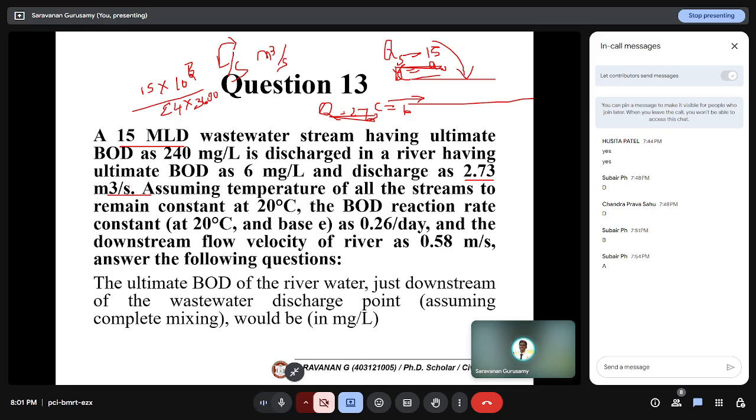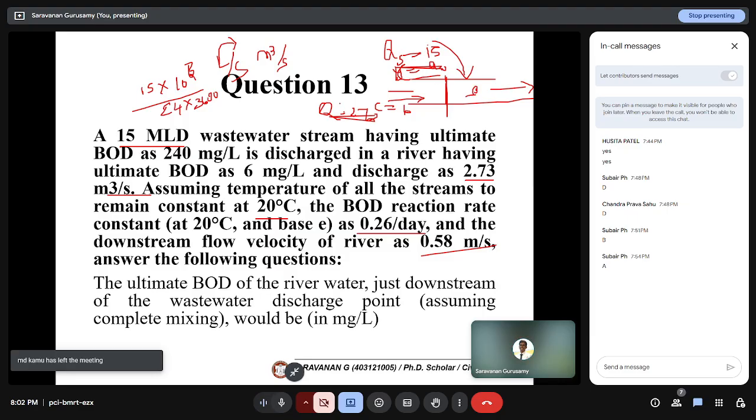So what they are asking: assume the temperature of all streams to remain constant at 20. So this is 20, river is 20, so coming out is also 20. K is given as 0.26 per day. Velocity is 0.58 meter per second. Answer the following questions. So ultimate BOD they are asking. How to find the ultimate BOD of the river water just downstream of the wastewater discharge? So after mixing, what will be the BOD? What will be the BOD at the outlet?